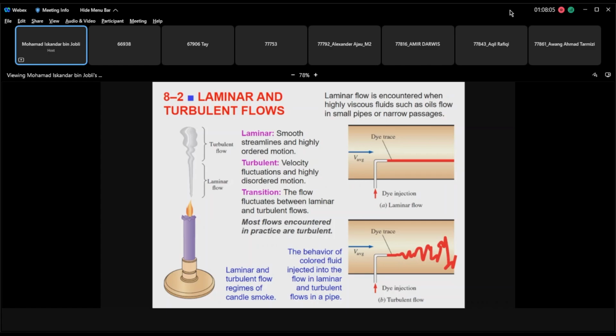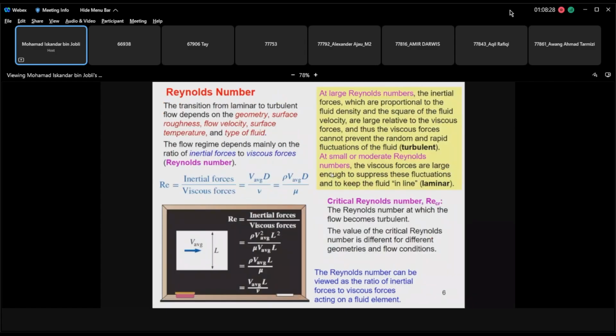But most of all, I think you have to consider the type of regime, to evaluate this, right? Because the type of regime here is going to play a major role in determining the requirements for a type of flow, the flow inside our pipes, right? So that's on laminar and turbulent flow. Now we move on to Reynolds number. I think in the previous chapter we learned about Reynolds number.